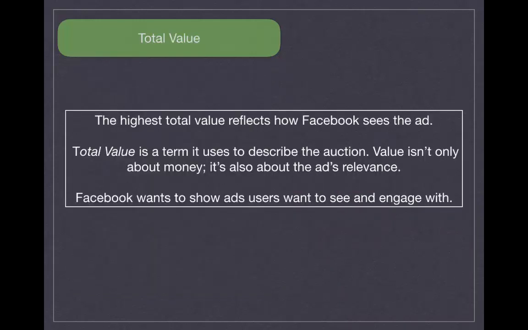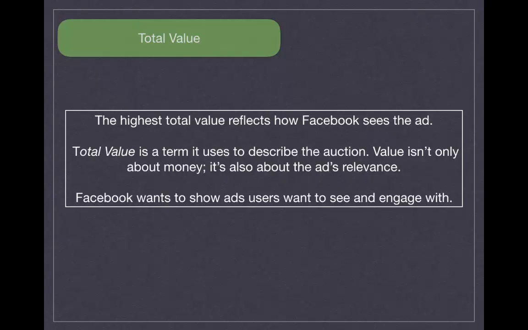And last, this is one of the very important factors, the total value. This is where Facebook is calculating the value. It's the total, you can say the highest value, that reflects how Facebook sees your ad. Total value is a term used to describe the auction. Value is not only about the money, it's also about the ad's relevance. So that's what I told you earlier, that if I'm bidding a lot of money for a particular ad, it doesn't mean my total value is the highest, correct?